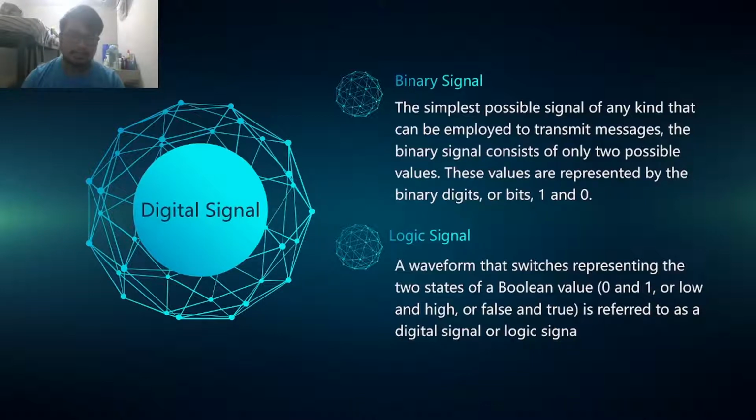So the second type of digital signal is logic signal, a waveform that switches, representing the two states of Boolean value 0 and 1, or low and high, or false and true. It's referred to as digital signal or logic signal.